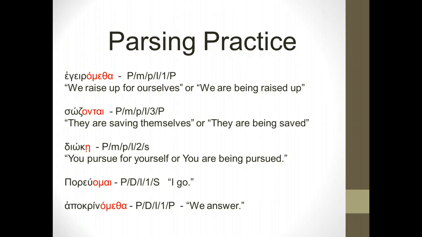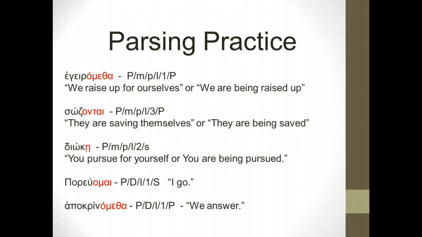The last one here, apokrinometha, comes from the word apokrinomai, another omai word from your vocabulary list today. So once again, this is a deponent verb, a verb that takes middle passive endings but is always translated actively. So we parse it present deponent indicative first person plural, coming from apokrinomai, meaning I answer, and so here we just simply translate it as we answer.